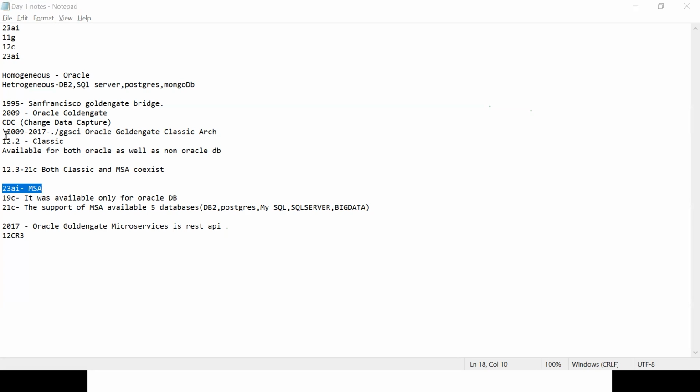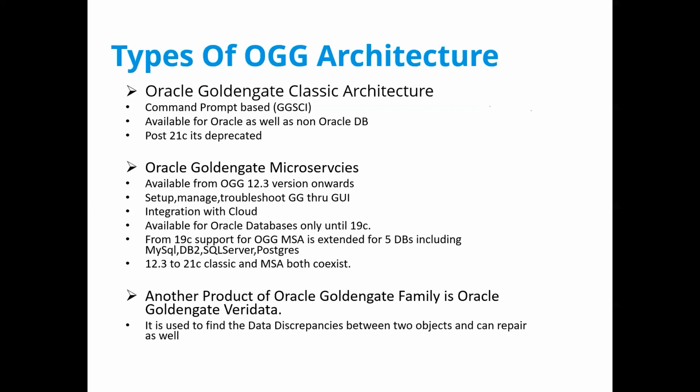Now, the thing is, if you still go out into the market, 80% of implementations are still on classic architecture. I should say 82%. However, microservices is the new architecture. As of now, the presence of microservices architecture is 18 to 20%, but Oracle has planned to upgrade 40 to 50% of implementations to microservices architecture by end of 2025.